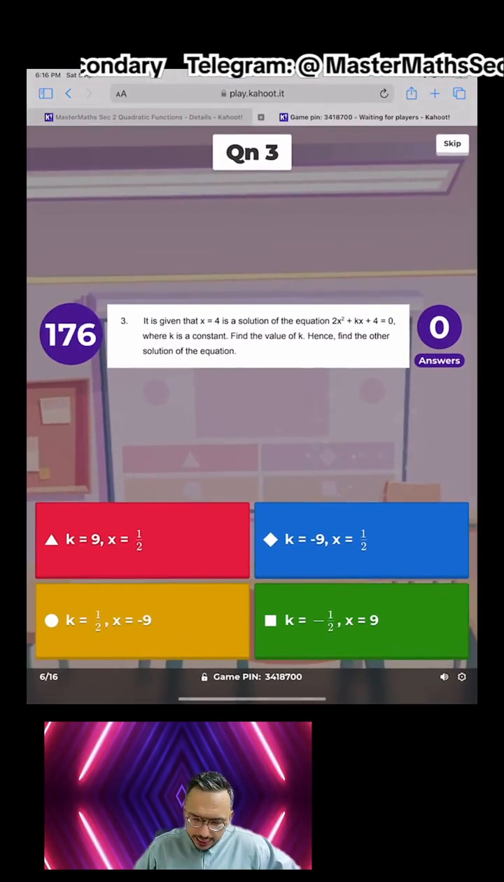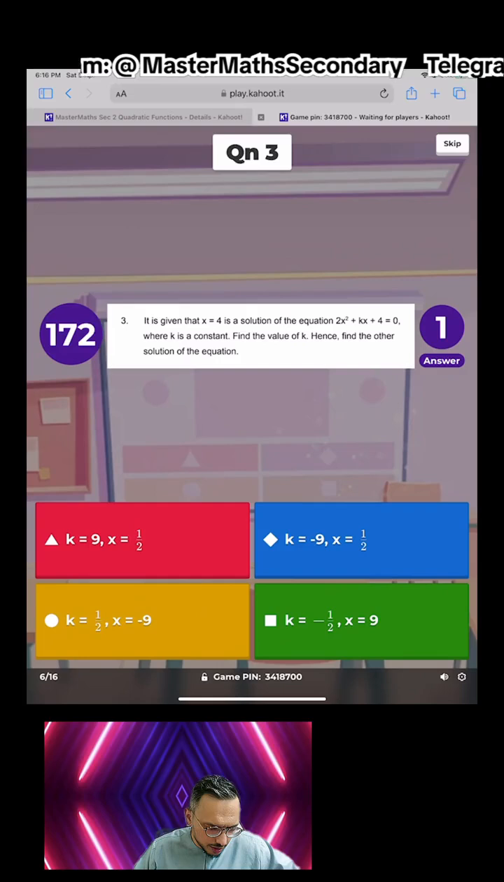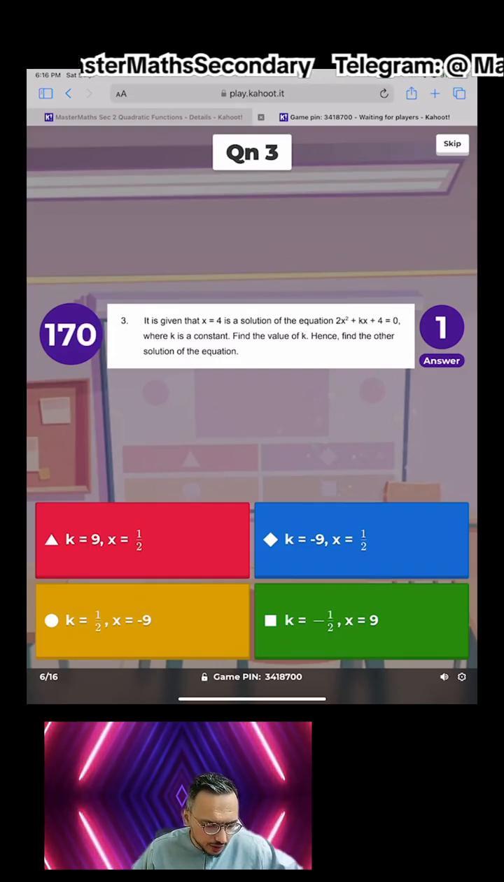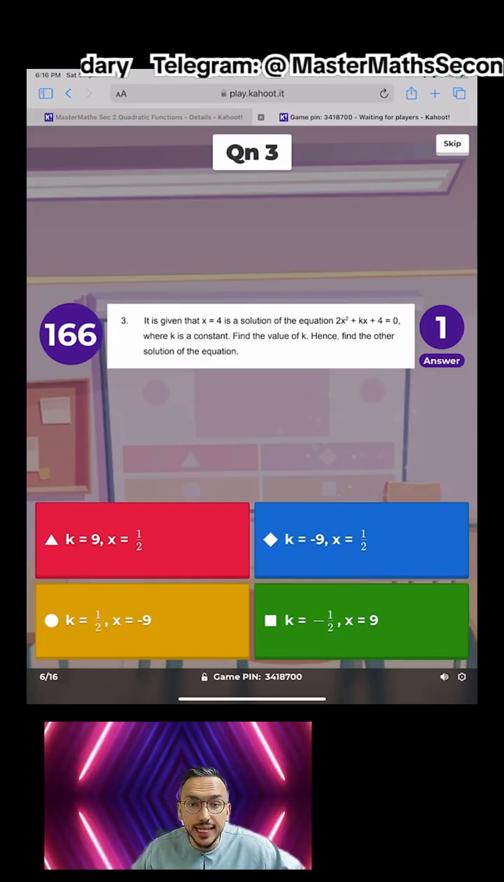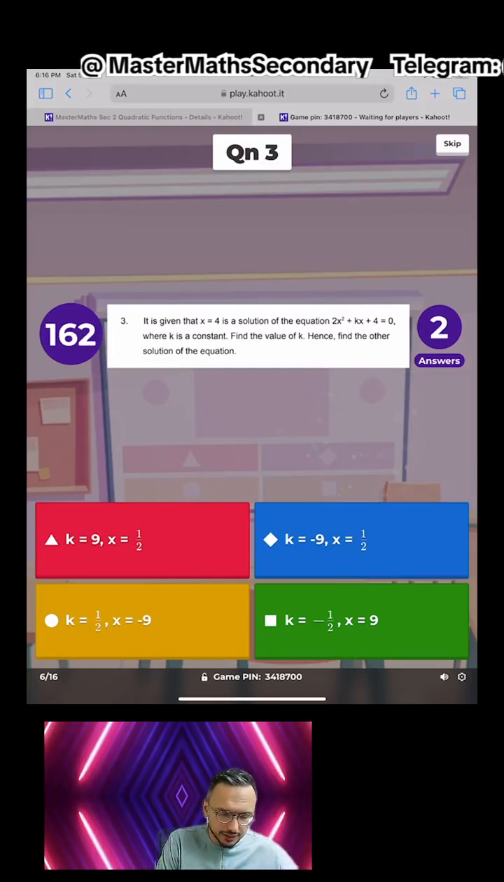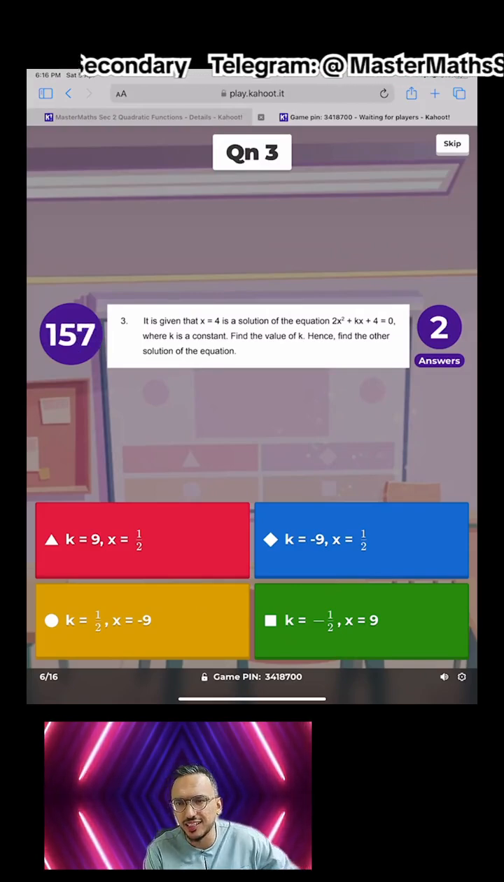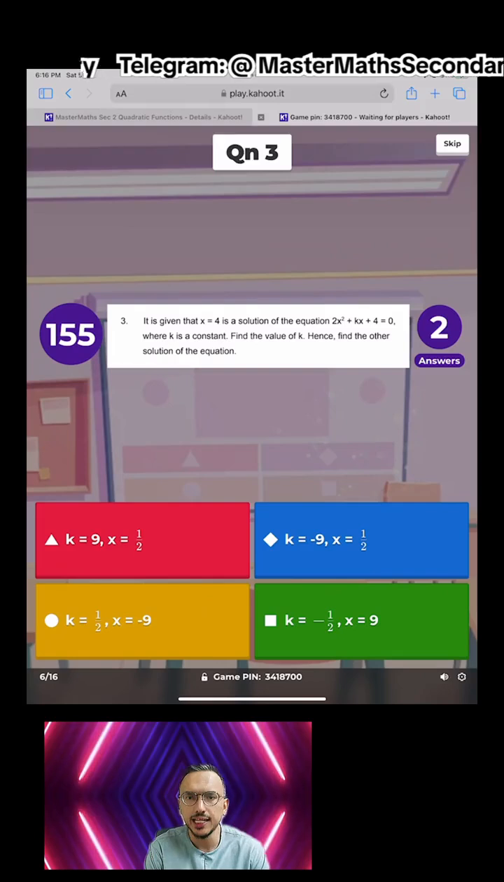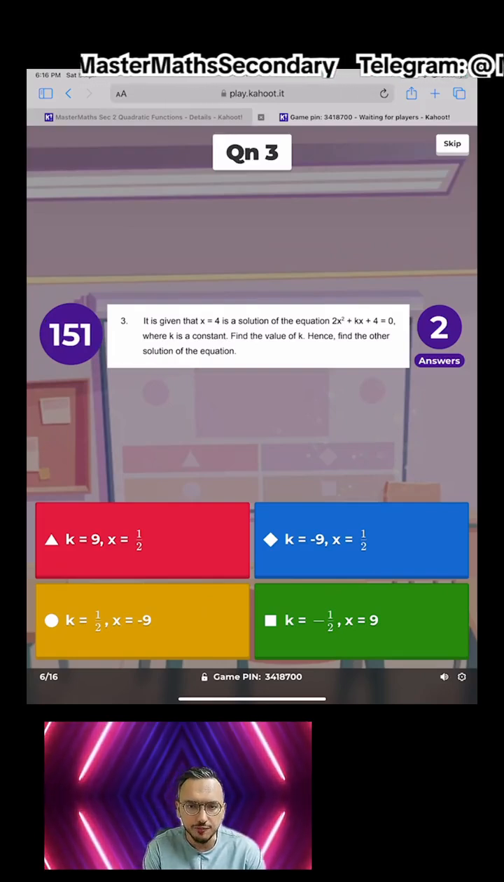Okay, guys, it is given that x equals 4 is a solution of the equation 2x squared plus kx plus 4 equals 0, where k is a constant. Find the value of k. Hence, find the other solution of the equation. So not only must you find k, you must also find the other solution of the equation. Quite tough, this question.